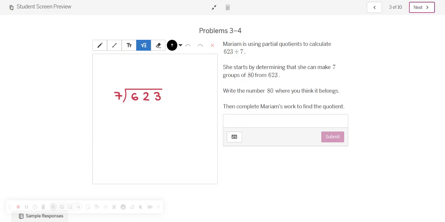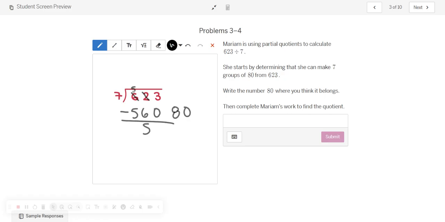Partial quotients. She starts at 80. Write the number 80 where it belongs. It would be like over here. Helps if I have that. 80 would be 560. And when I subtract, I get 50. Oh, sorry. I borrow from here. Let's see. I borrow from here.